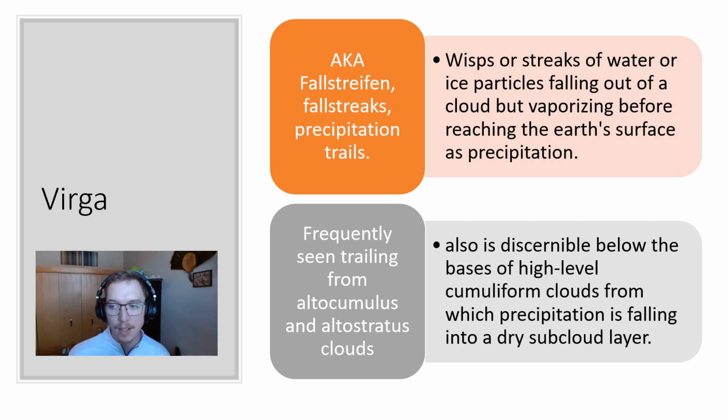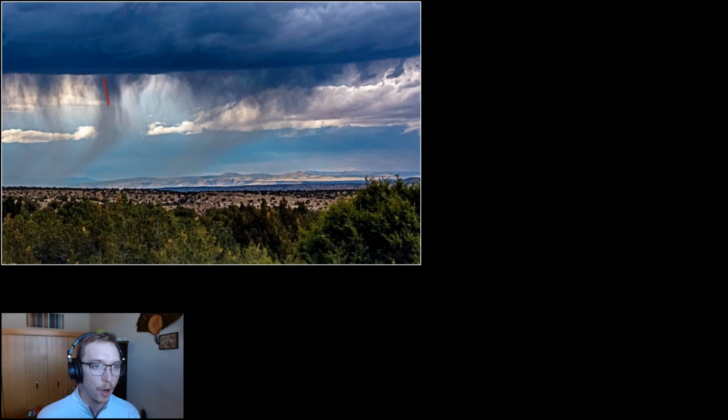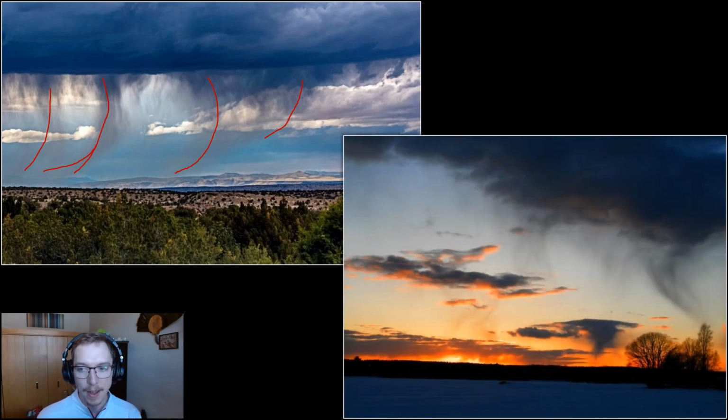Under some conditions, it's associated with dry microbursts, which are formed as a product of vaporization. Typically, you'll see these trailing from altocumulus or altostratus clouds. They're also discernible below the base of high-level clouds like cumuliform clouds, from which precipitation is falling into a dry subcloud layer. Here are some examples of that. Notice that hooking that's pretty evident going through here as that terminal velocity reduces and they're being blown off course based off of whatever patterns are set up just above the surface there. And we see that here as well, hooking this way.